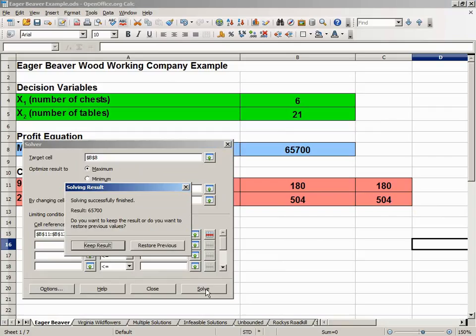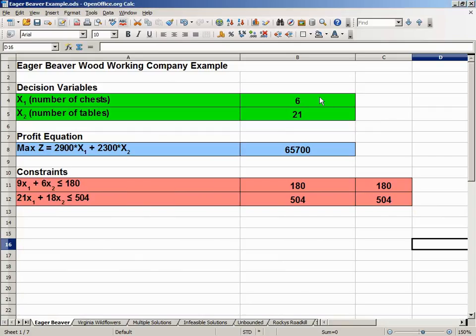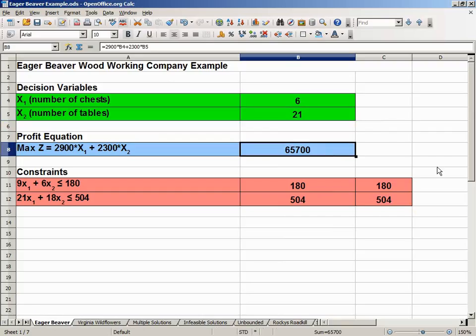Fill 6 chests, 21 tables, and your maximum profit is going to be $65,700. All right? So all of that simplex method that I went through and showed you guys that quick, OpenOffice or Excel or even Google Docs will do linear problems. Solves it that quick. Okay? So let's go in, and do I have any other problems?